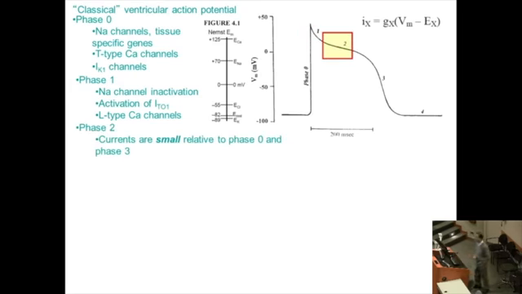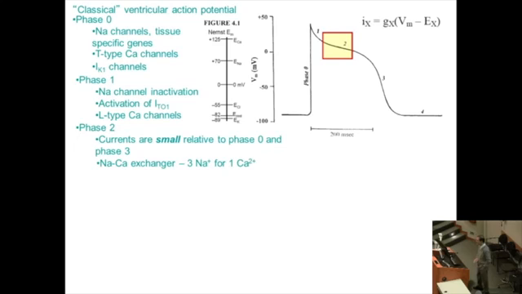And phase two, right there, is our plateau phase. And you should note that the currents during this phase are all small relative to phase zero and the coming phase three. Okay? And that means it's easy to do things with this plateau phase. You can lengthen it or shorten it very easily by modulating a current, because all the currents are pretty small and little changes can have big effects. Okay? And we'll talk more about that Friday and Monday.